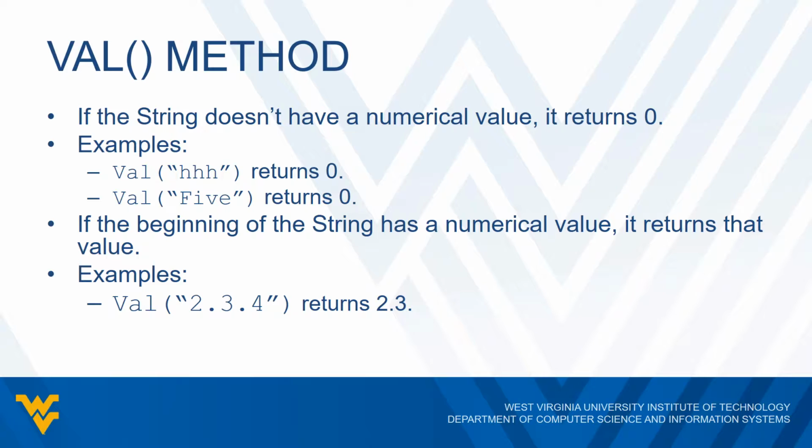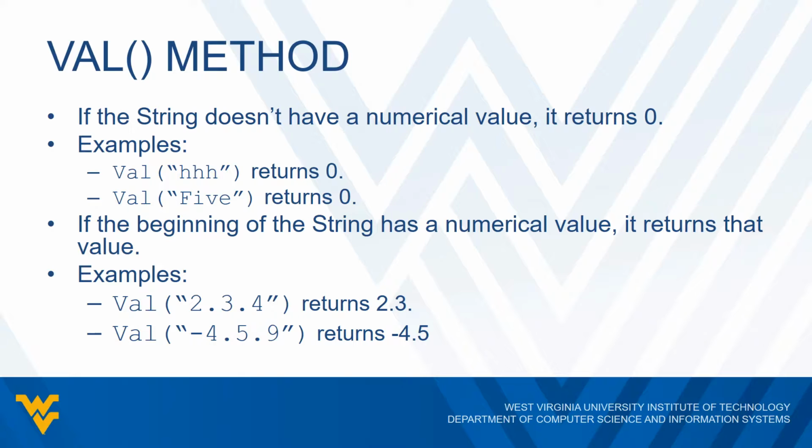So let's say I pass the string 2.3.4. This in its entirety is not a valid number. However, 2.3 is a valid number. So the Val method will recognize that 2.3 is a number, and it'll stop at the second dot because at that point it says that's not part of the number, and it returns 2.3. Let's take a look at another example. Let's try something like negative 4.5.9 in quotes. That is a string. Well, once again, the method is going to recognize that negative 4.5 is a number. Everything afterwards is not part of the number. So the Val method will return negative 4.5.